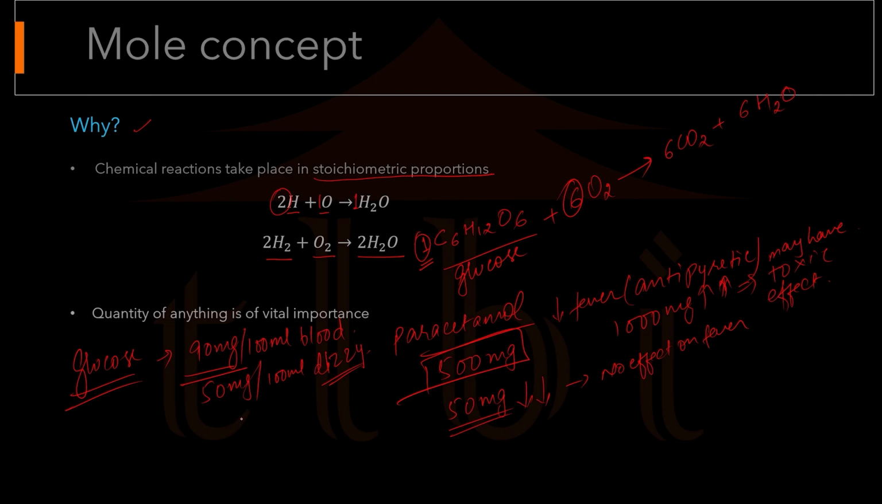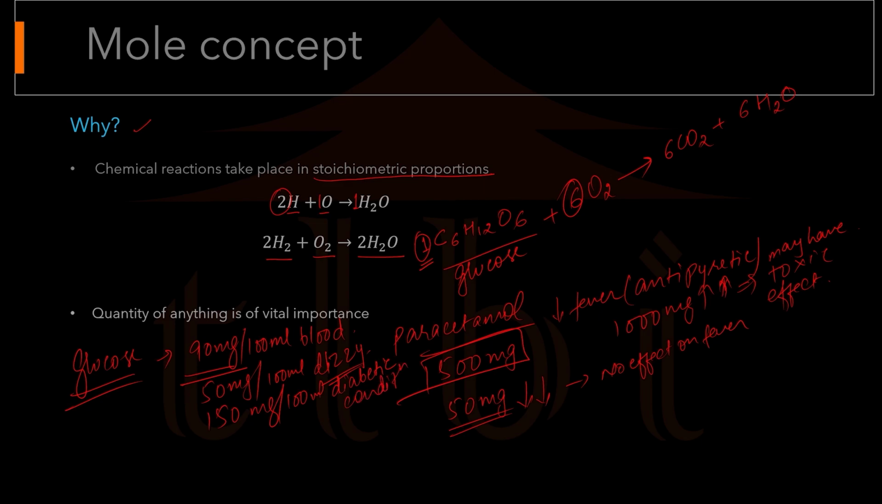On the other hand, if you have way too much, let's say 150 mg per 100 ml or even more, then this is equivalent to a diabetic condition.